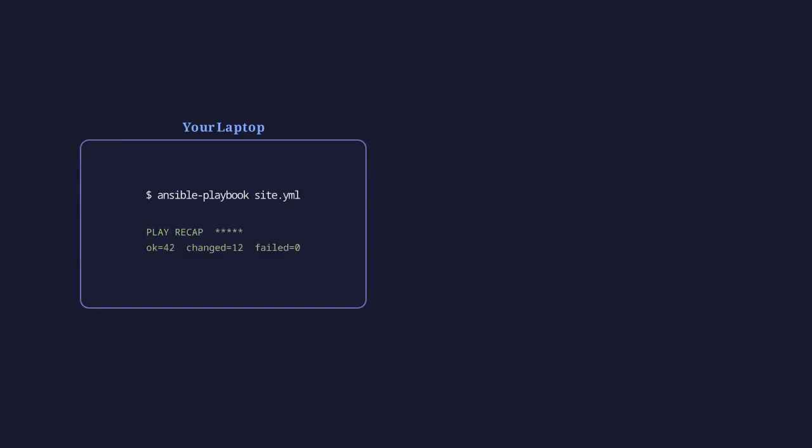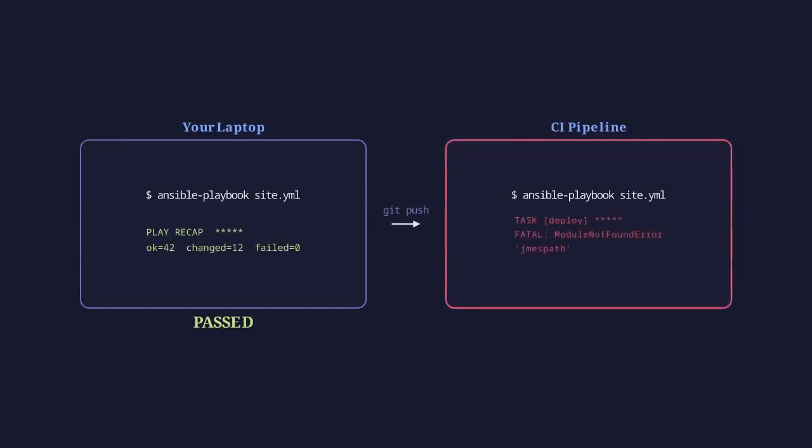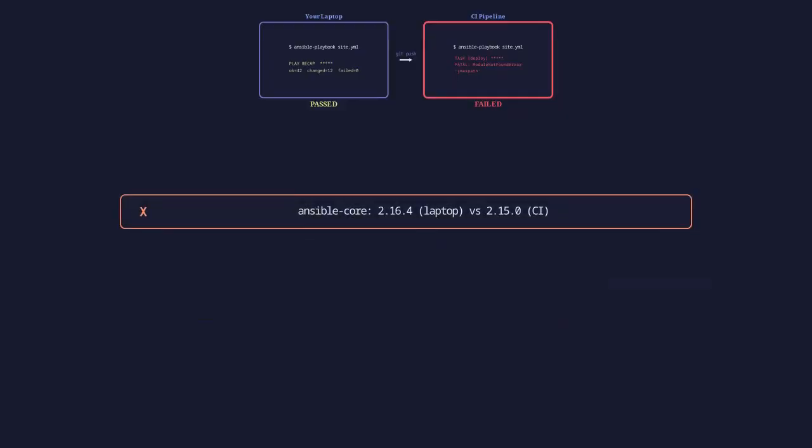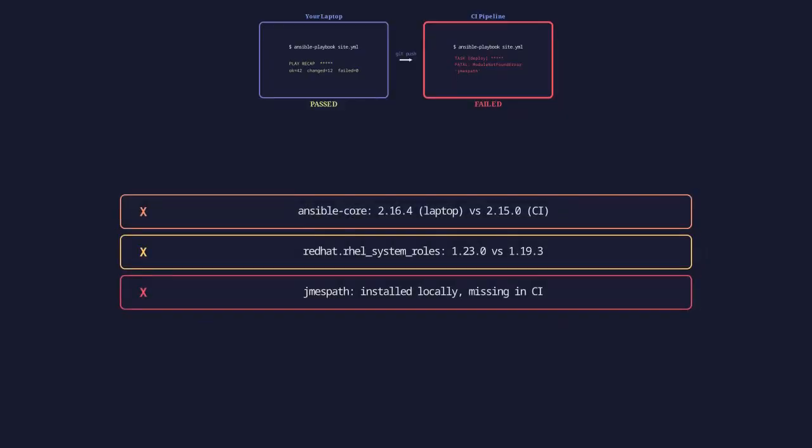You write a playbook that works perfectly on your laptop. You push it to CI, and it fails. Different Ansible core version. A collection pinned to an older release. A Python package that only existed in your local bin. This has a name, implicit environment dependency, and it has a solution.